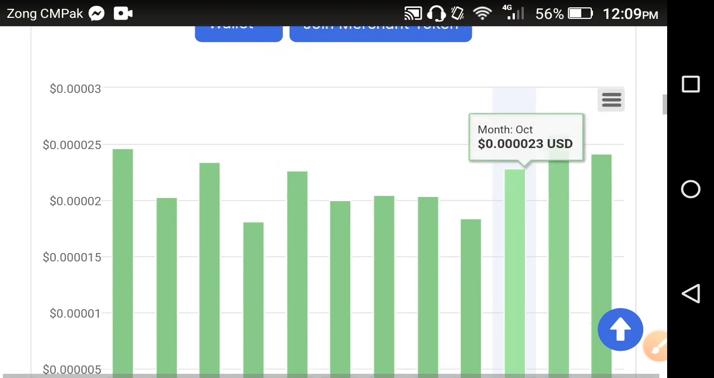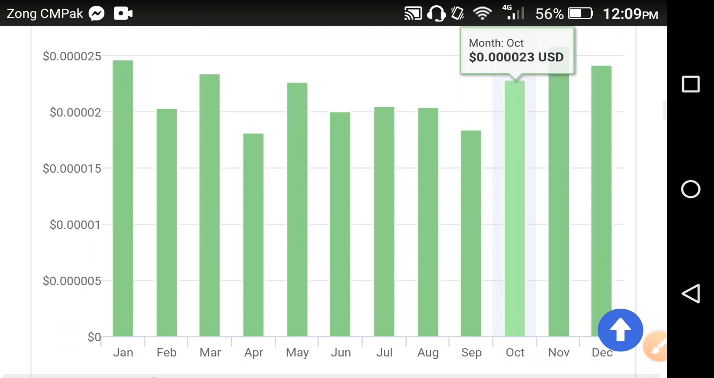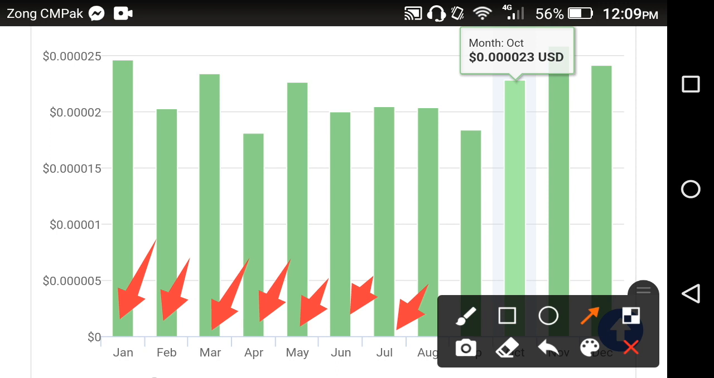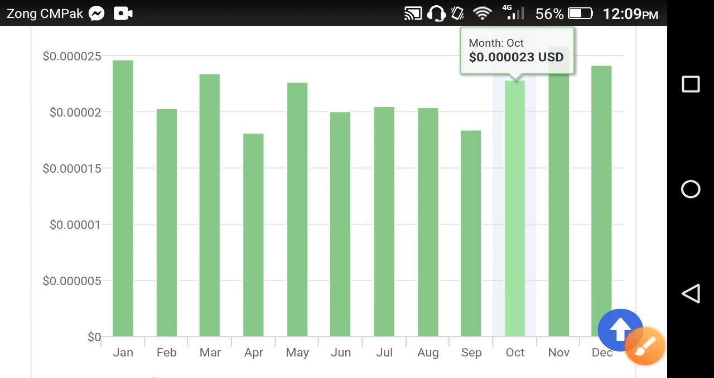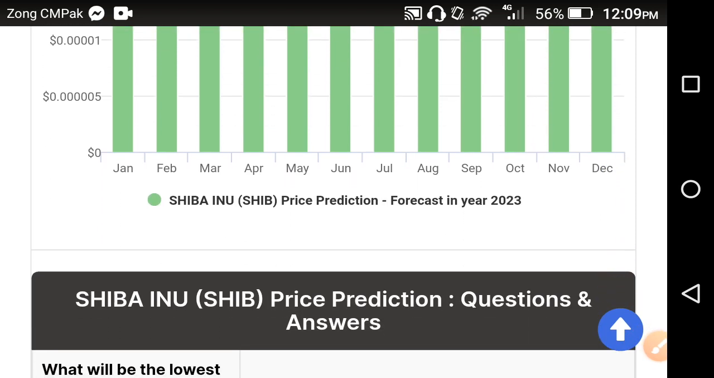As you can see here, the price gradually starts moving up and increasing. From this chart you can easily understand the January, February, March, April, May, June, July, and same like that the 12 months of prices of the Shiba Inu token in 2023, friends. So absolutely, that is the price prediction of the Shiba Inu token.